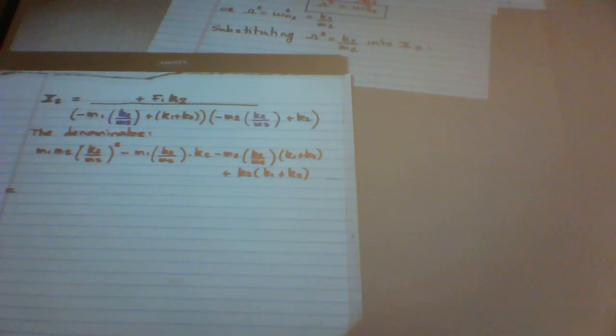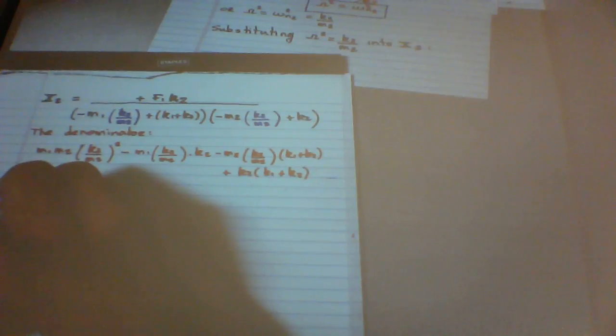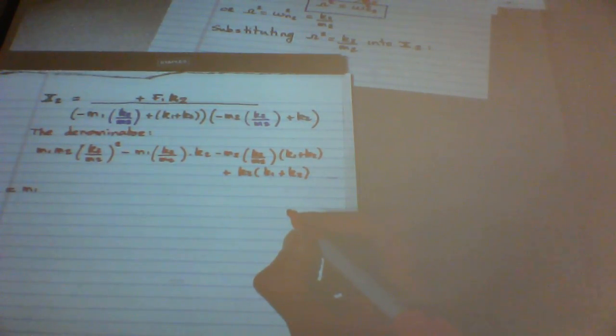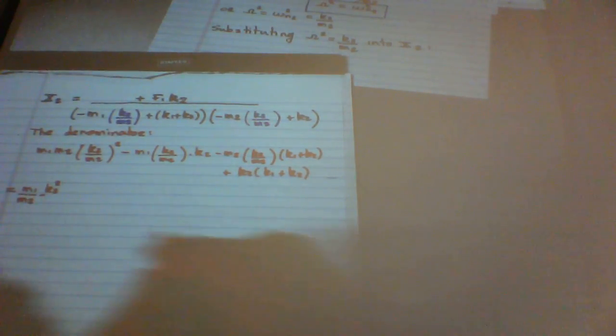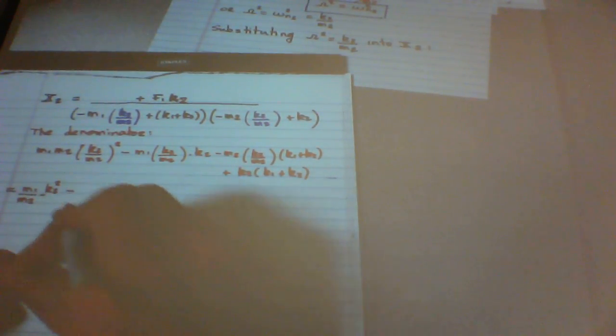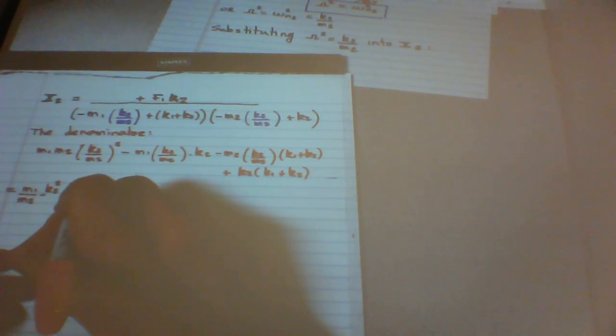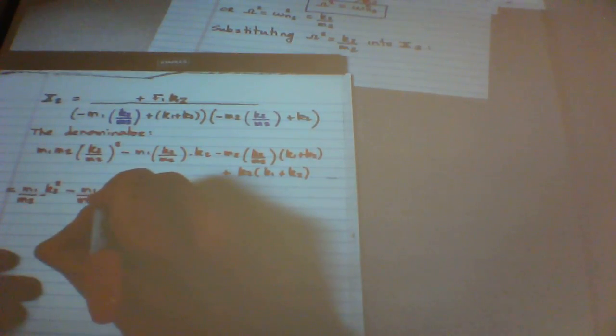Is it something we can simplify here? Yeah, there's a bit. So let's see. The first term would be M1 K2 squared over M2. So let's see what happens. M1 times K2 squared divided by M2, and then the next one is minus M1 K2 squared over M2. So we have again minus M1 over M2, K2 squared. So these two cancel out.